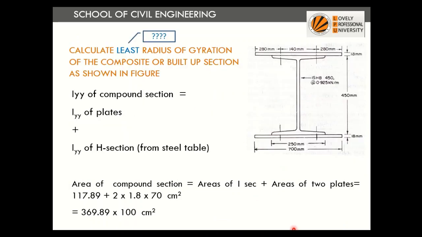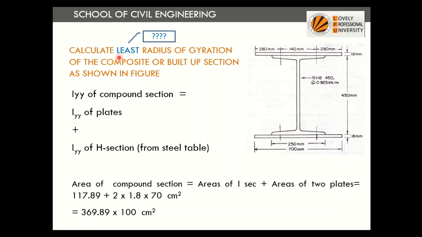Now this is a numerical example where we will try to find the radius of gyration. This is a built up section. We can see that it comprises an I section, IS HB 450, which is a heavy beam, and it has two cover plates on either side of the flanges, right? Both the flanges have cover plates. In this we want to find the radius of gyration, and very specifically, the least radius of gyration.